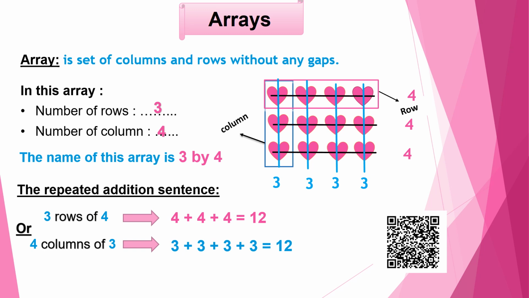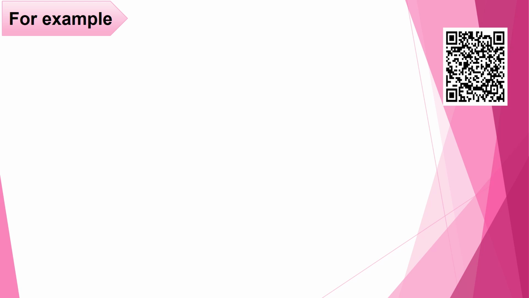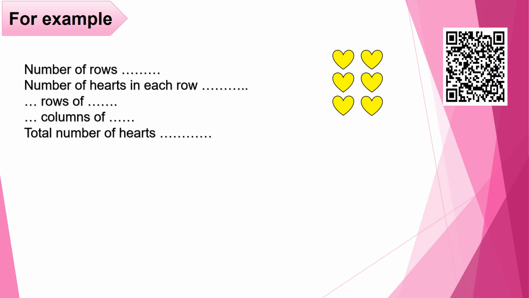Okay, for example, we have an array here. Let's answer these questions. The number of rows. How many rows do we have here? We said rows are the horizontal lines. Horizontal lines. 1, 2, 3. So we have 3 rows here.